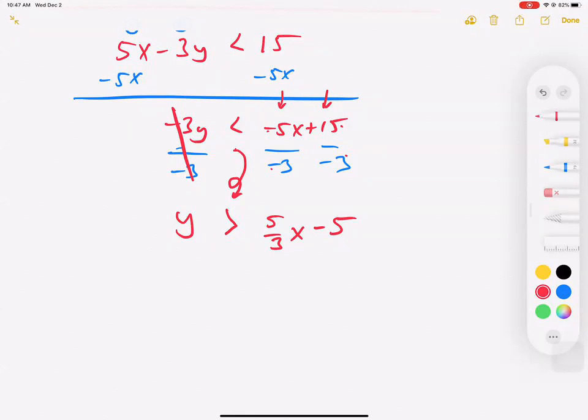Okay, so these skills are something that we worked on before. This actually is not new. The only thing is that we're combining two skills: solving for y, and don't forget to flip the inequality when you have to. Okay.